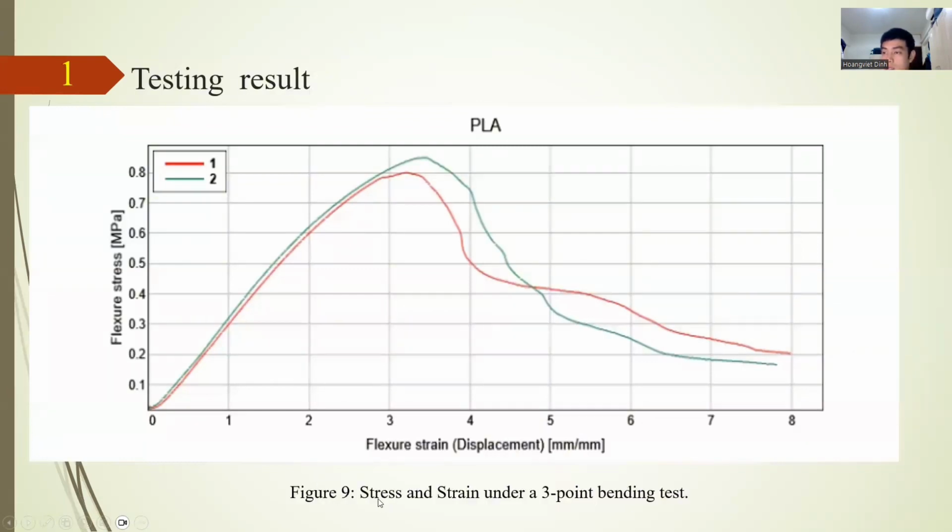Figure 9 is the stress and strain under the 3-point bending test. The sample has a linear strain at first, but as it reaches the maximum stress value, the curve begins to drop, which determines the fracture point of the specimen. The impact of printing speed on panels with a honeycomb structure was noted. The highest load capacity is found in the honeycomb sandwich model printed at 300 mm per second. On the other hand, the structure printed at 400 mm per second had a lower load capacity.